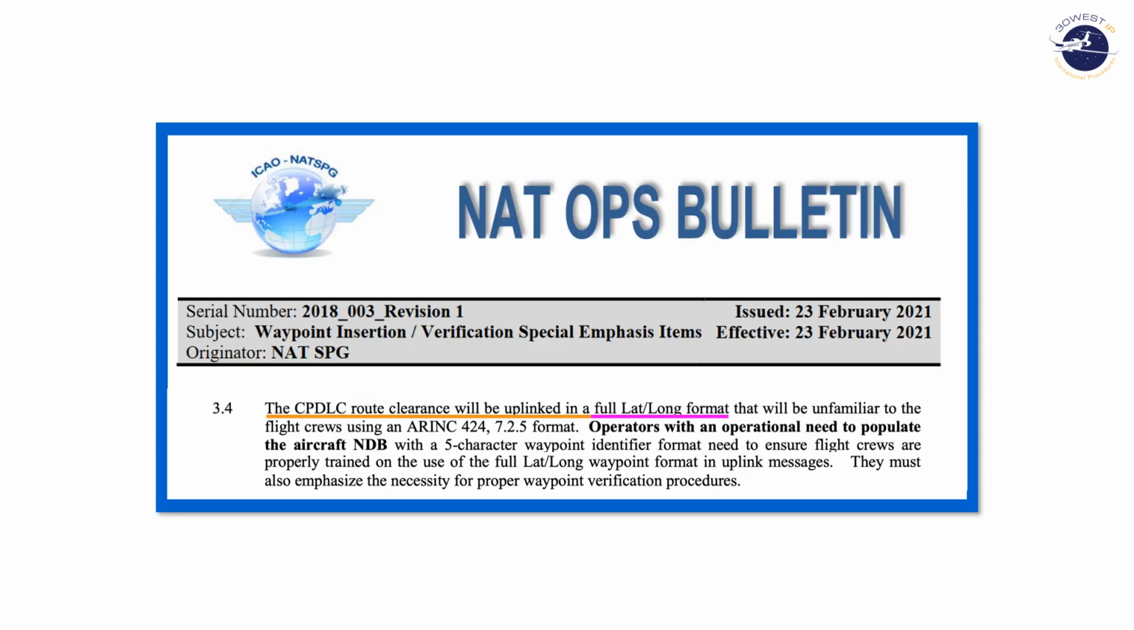When the route clearance is uplinked to you via CPDLC, that clearance will come to you in a full latitude-longitude format, and the navigation computer on board your aircraft will recognize that format. However, what you see displayed on your FMS CDU will be the result of the CMU taking that information and displaying it on your CDU. So it's going to show up in that ARINC 424 format that we talked about earlier, and that very well may be unfamiliar to you.